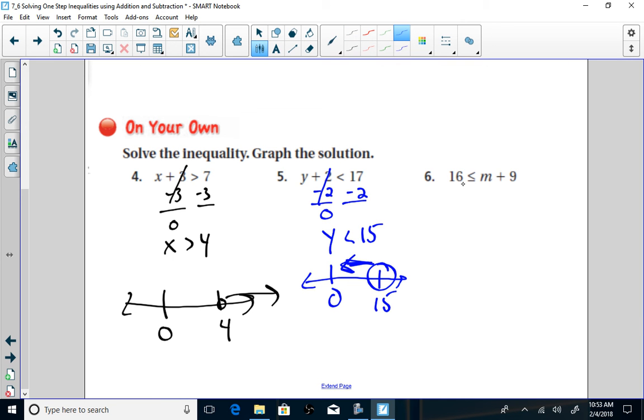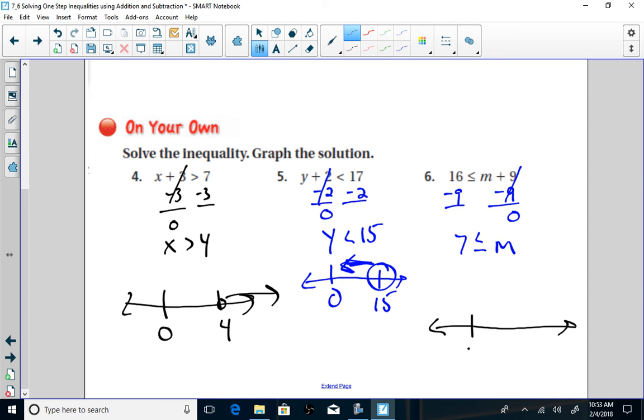Our next one, 16 is less than or equal to a number plus 9. The inverse operation, subtraction, that's 0. 16, and you take away 9 is going to be 7, less than or equal to m. What do you have to notice here? It's a reversed inequality, so we have to recognize that and graph accordingly.